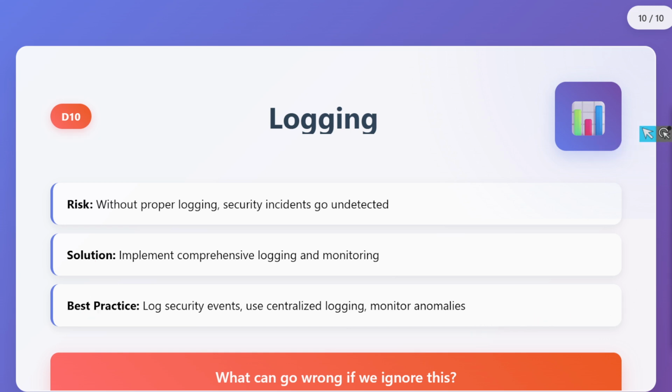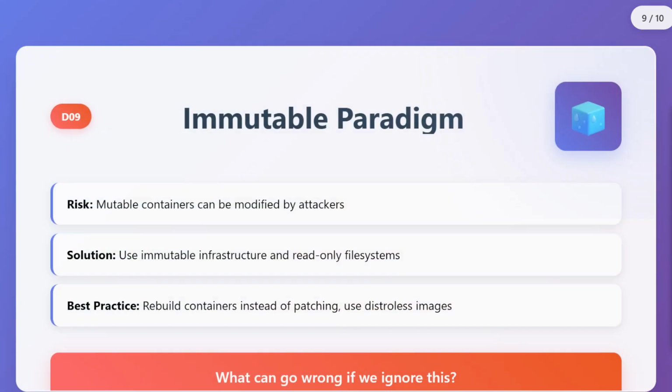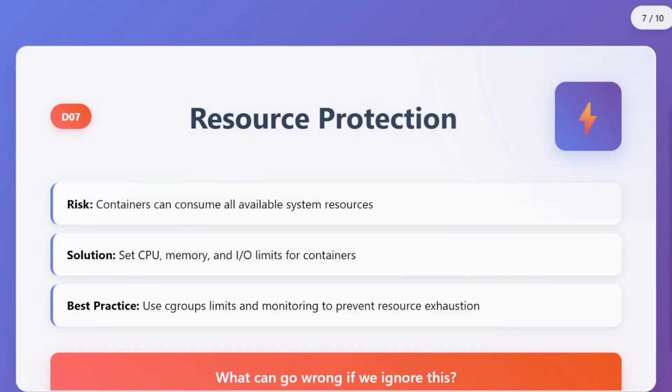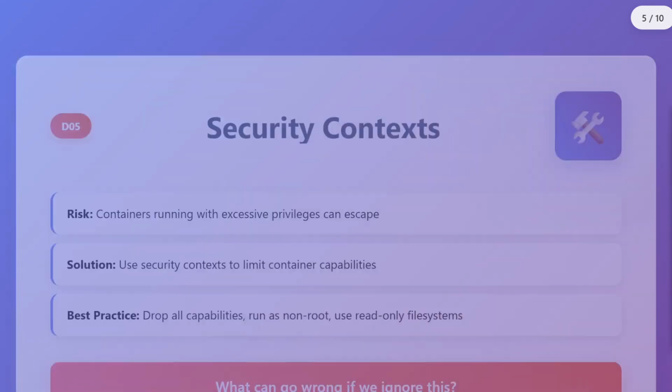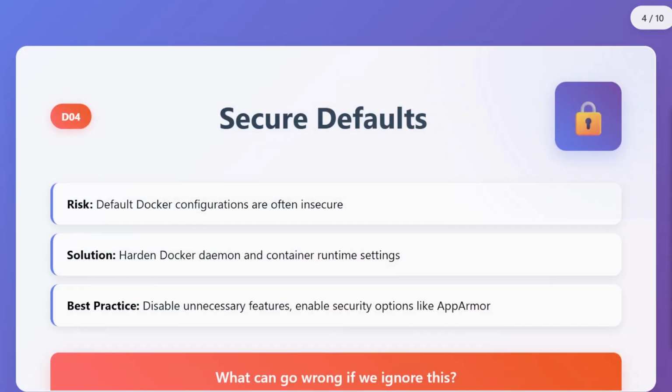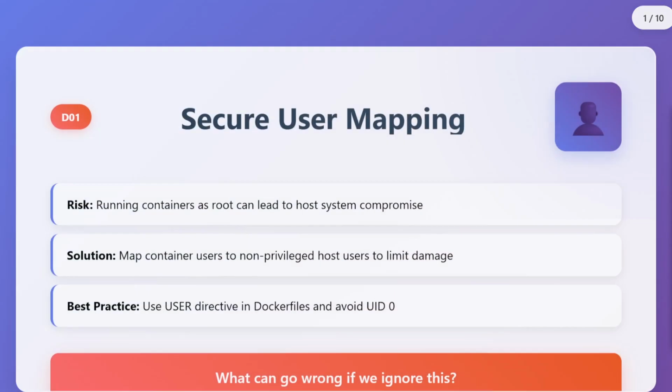Okay, so these are all about WAP's Docker top 10, where we have discussed logging, immutable paradigm, image integrity, resource protection, protect secrets, security context, secure defaults, network segmentation, patch management strategy, and secure user mapping.